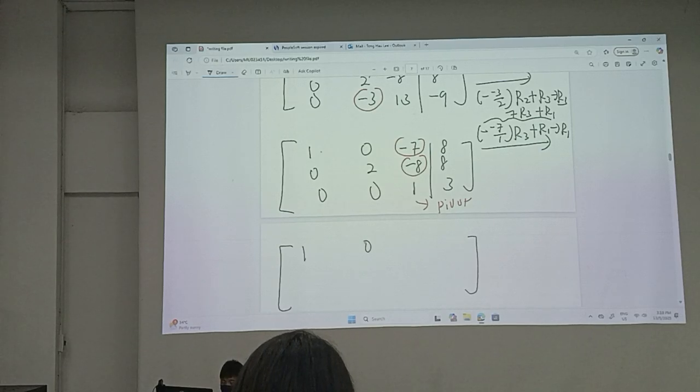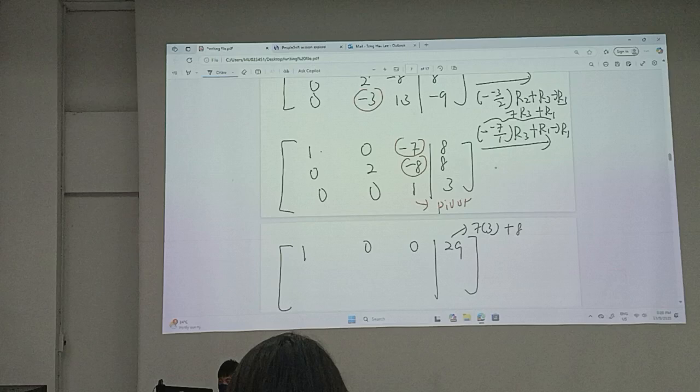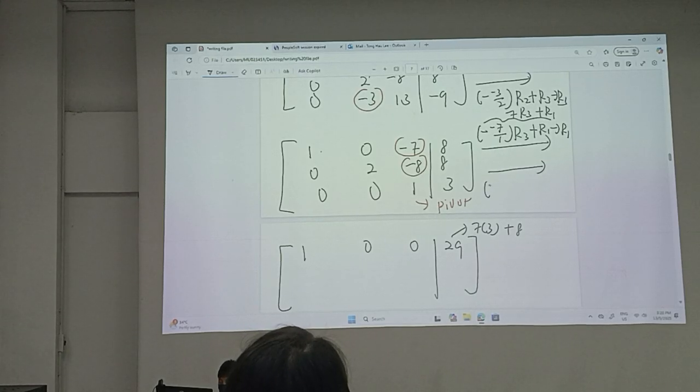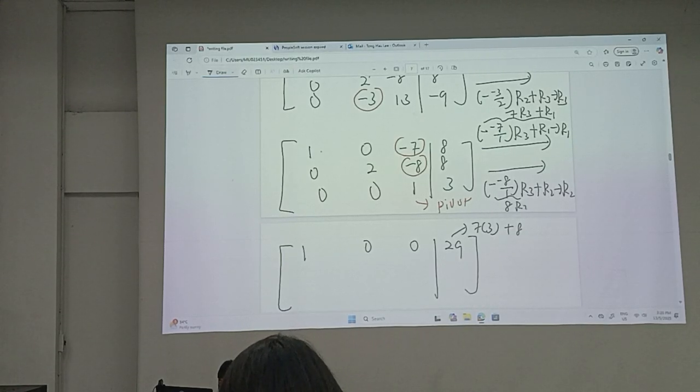So as a result, negative 7 will turn to 0. And here we need to do calculations. 7 times R3 plus 8 equal to 29. Okay. And then turn negative 8 to 0. How to turn negative 8 to 0? Negative elimination element, negative 8 over pivot 1. Multiply pivot row still R3, elimination row R2. Produce a new R2. So negative negative will be positive, so it will be 8 times R3 plus R2.